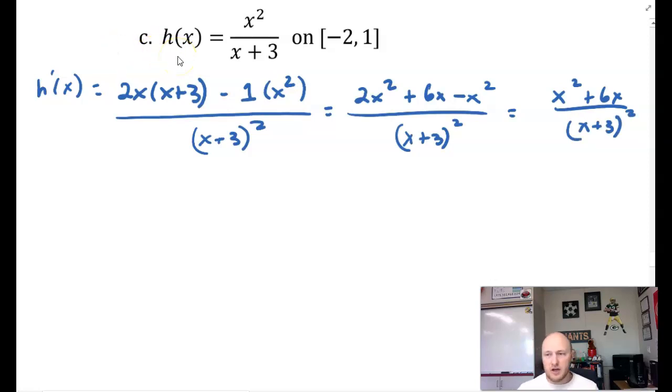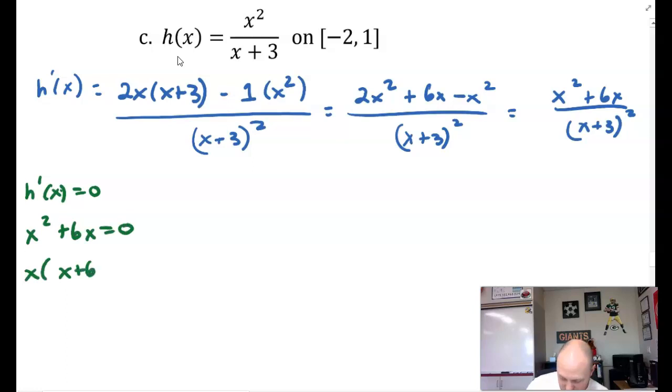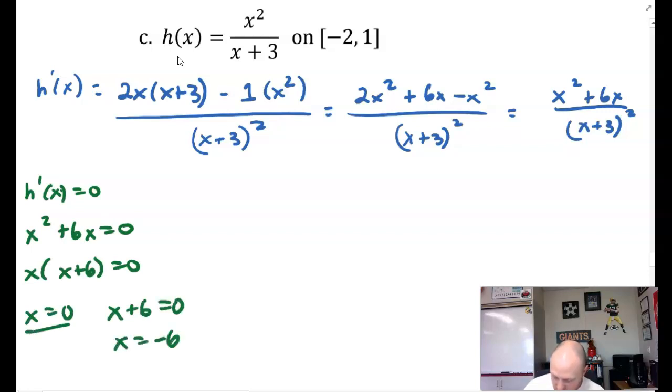Remember, you get critical values when h prime is equal to 0. Okay, and for this I'm just going to set my numerator equal to 0, and I can factor this. So we have x is equal to 0, and x plus 6 is equal to 0, which gives us negative 6. So here's two of my critical values.